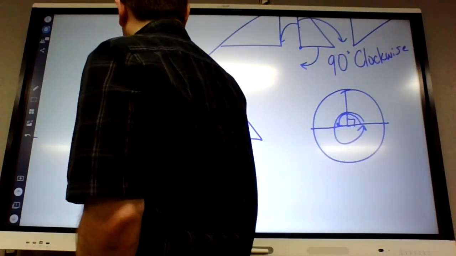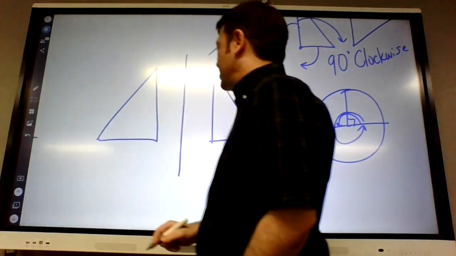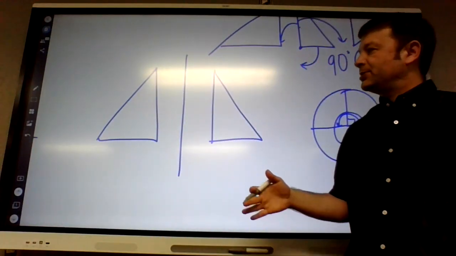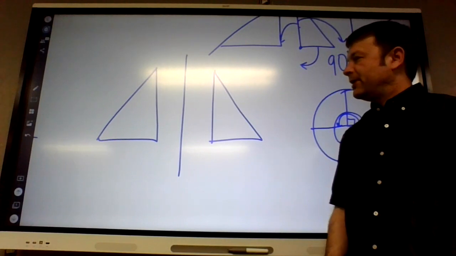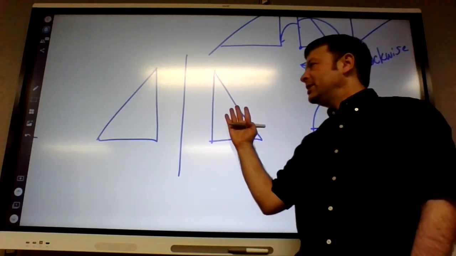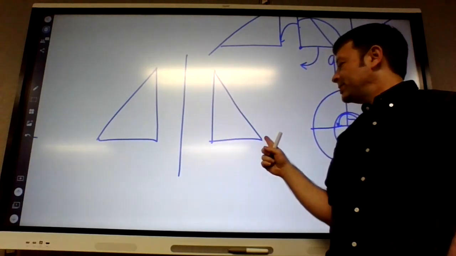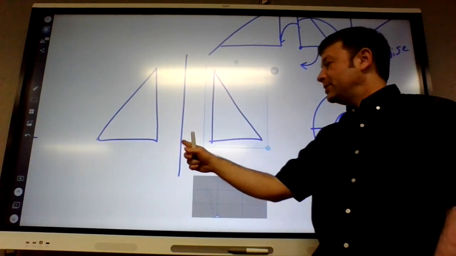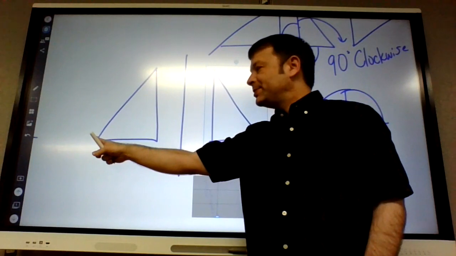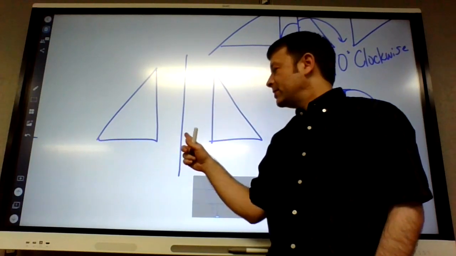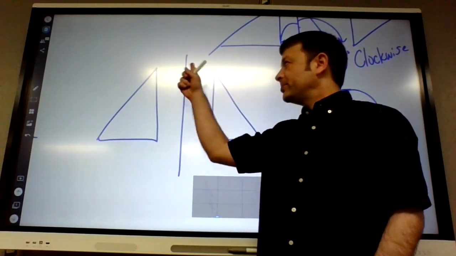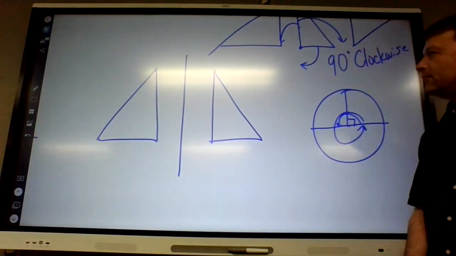You don't have to do this stuff on an XY graph, but we are going to be using the XY coordinate plane to help us get it nice and neat. So yeah, it's like a flip. Notice the point that's farthest away from the line maps to this point that's farthest away from the line. And the close point is close, and the close point is close.